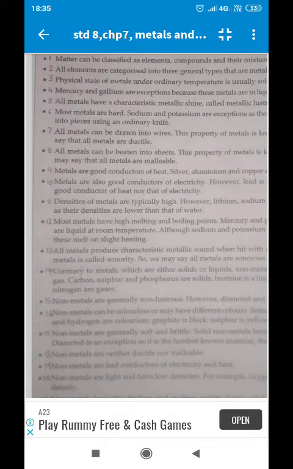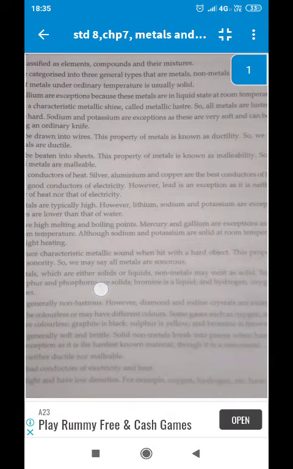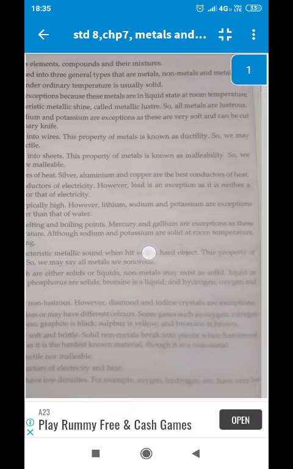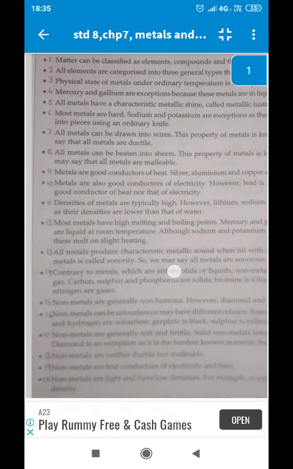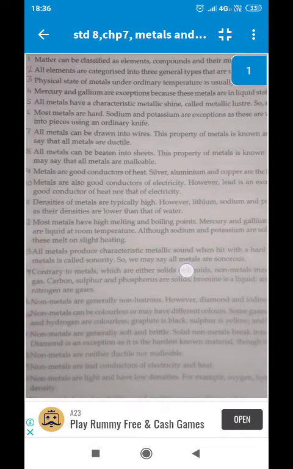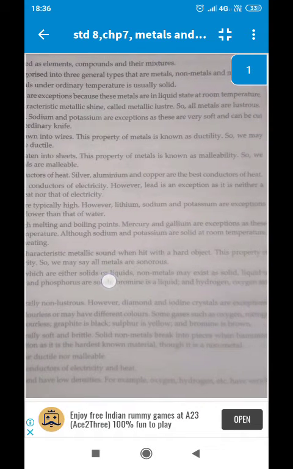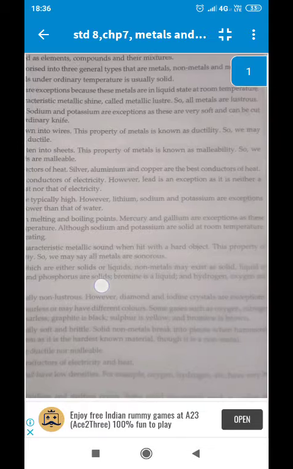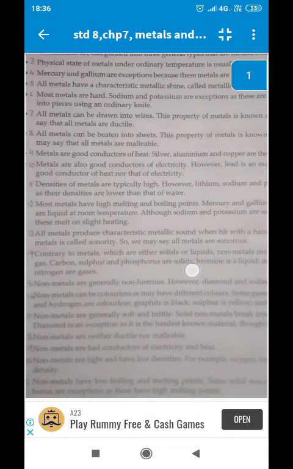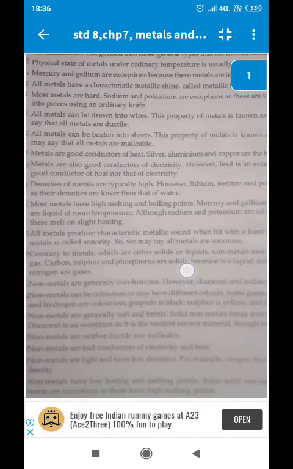Most metals are hard. Sodium and potassium are exceptions, as they are very soft and can be cut into pieces using an ordinary knife. All metals can be drawn into wires. This property of metals is known as ductility. So we say that all the metals are ductile. Ductile implies they can be drawn into thin wires.